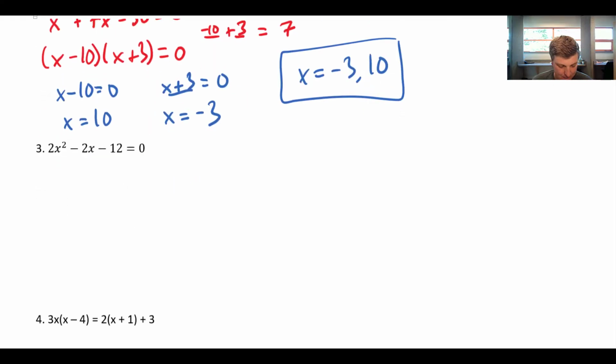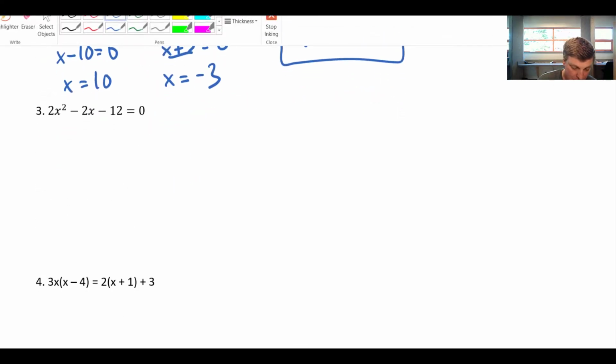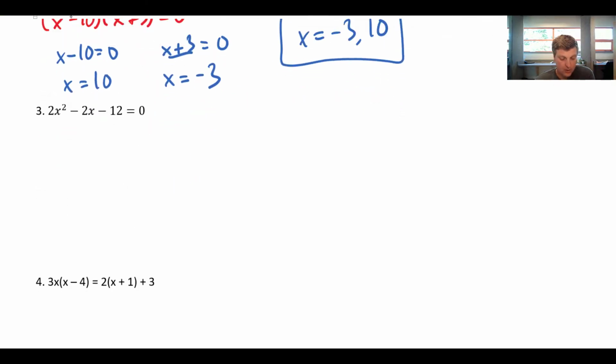All right, 2 more. I've got 2x squared minus 2x minus 12. Now, at first, I'm worried I'm going to have to do decomposition here, but then I noticed that I can actually factor out 2 from this whole thing. Let's see what happens there. 2 times x squared minus x minus 6 equals 0.